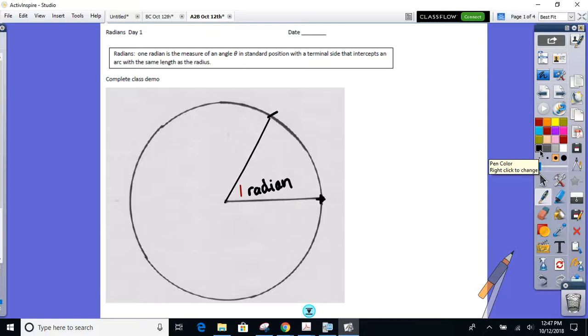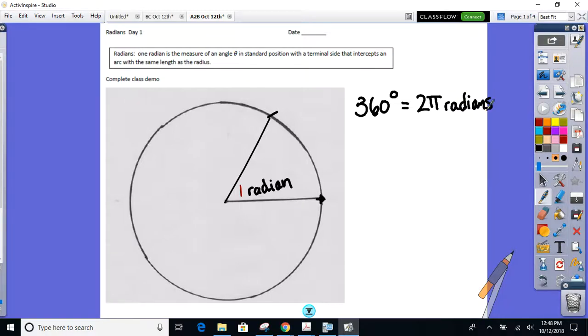I had you go all the way around. How many degrees did you go? You went 360 degrees. And how many radians fit around there? 6.4? What if mine was 6.3? 6 and change, right? 6 and a little more. But that's not really mathematically appropriate to say. So we're going to be more exact and say 360 degrees is the same as 2 pi radians.